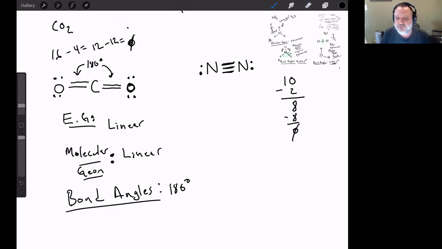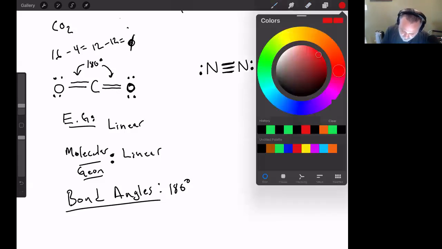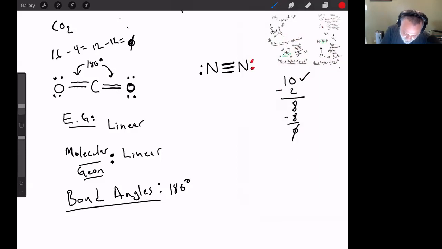And so now let's just double check. I started with 10. I've got 1, 2 on the right, 3, 4 on the left, 5, 6, 7, 8, 9, 10. I've got all of my electrons. I've used them all. Everything has an octet, so I'm done with this.